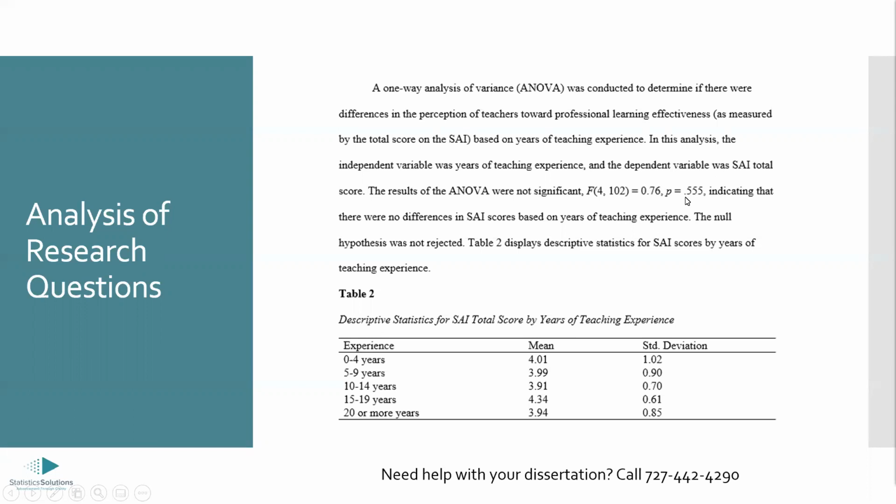In this case, the p-value is greater than 0.05, so that would indicate that our ANOVA is not significant. And we make a clear statement regarding our hypothesis: the null hypothesis was not rejected. And again, you may want to present a table presenting relevant statistics for the test. For an ANOVA, you might present means and standard deviations for each of the groups that you're comparing.